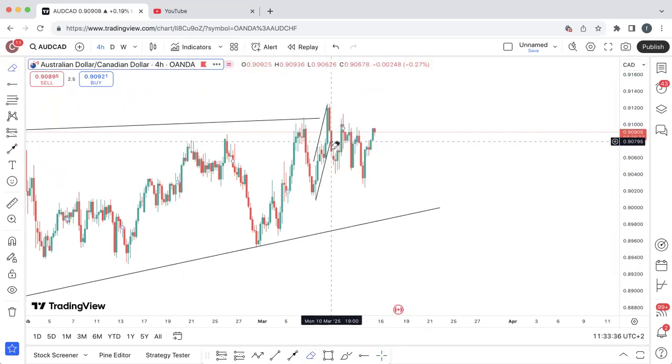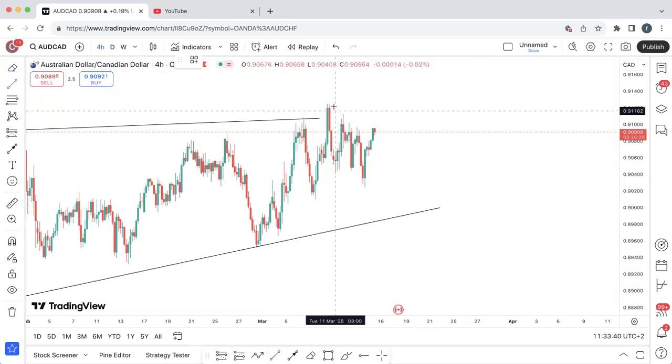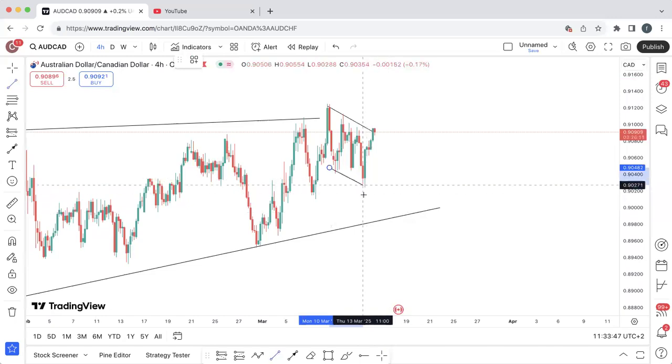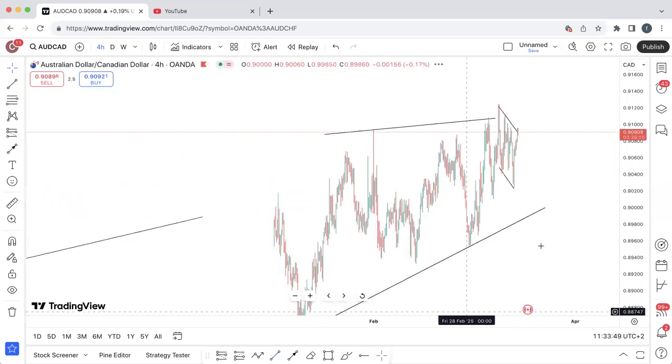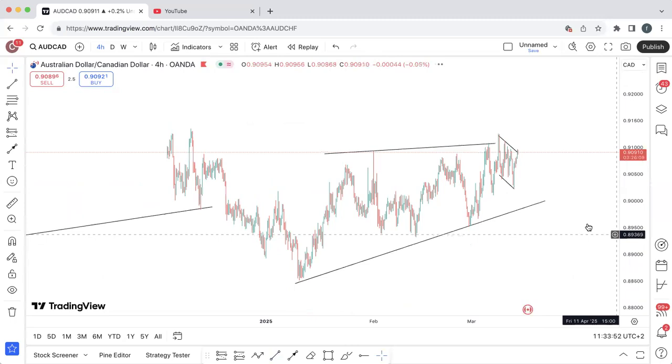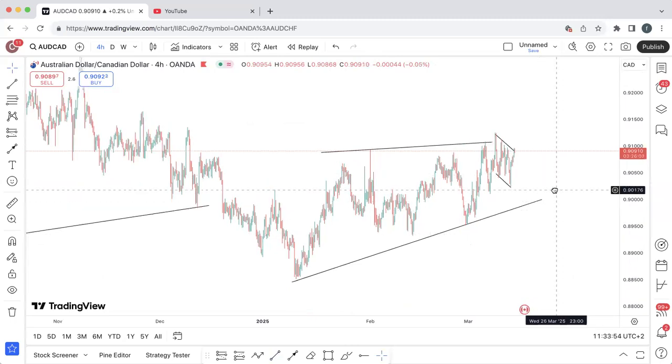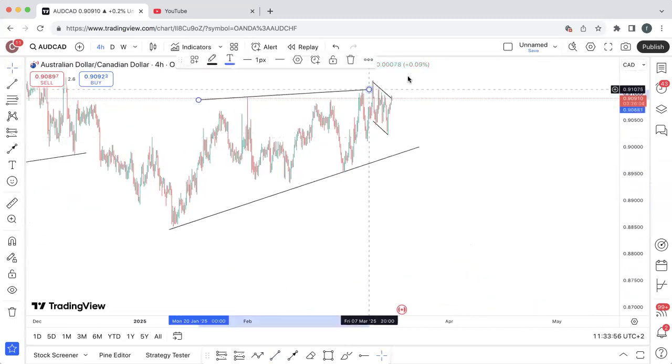And now, changing the perspective, this is how I'm now seeing the structure. This is now looking more like a continuation structure to the upside. So the edge for this going to the downside is looking a bit diminished at this point. The only time I'll start to be interested in selling again is if the market does this.